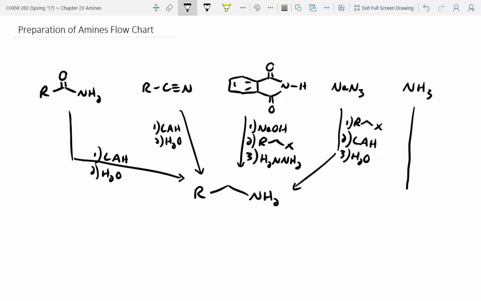All right, and then with ammonia, can we just alkylate? No, that won't work because we'll run into overalkylation. What's another way?